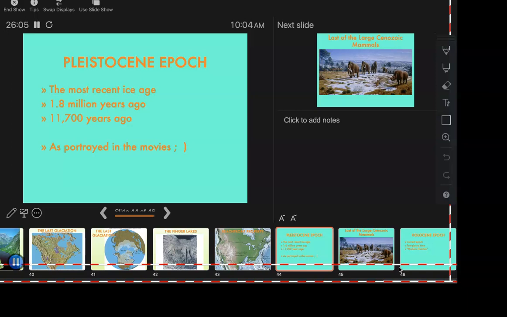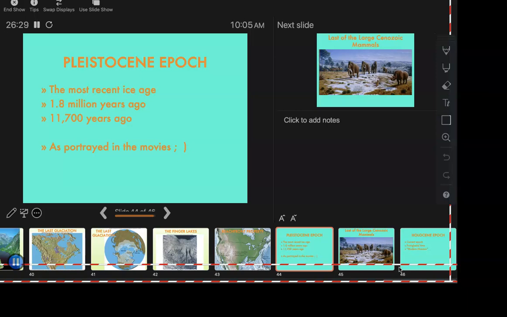So the Pleistocene was the most recent ice age. It began about 1.8 million years ago. I hate decimals, so I usually conversationally just say about 2 million years ago. All right. And this 11,700, as I said, that is. Oh yeah, right. You rounded up to. Yeah, it's 2.